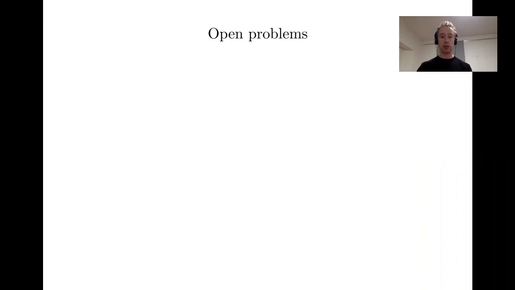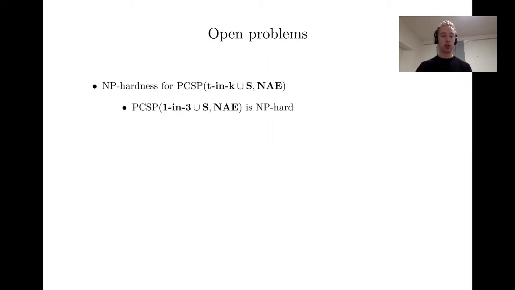We conclude by mentioning a few open problems. For PCSPs of the form T and K union S, NAE, we have shown that they are not solved by the currently strongest known algorithm for PCSPs, but we have not managed to show NP hardness, so this could be a next goal. We can show NP hardness in the case 1 and 3, but our arguments do not generalize to higher arity.